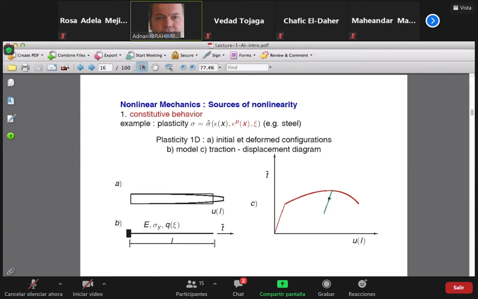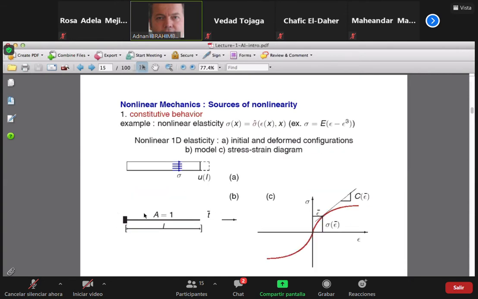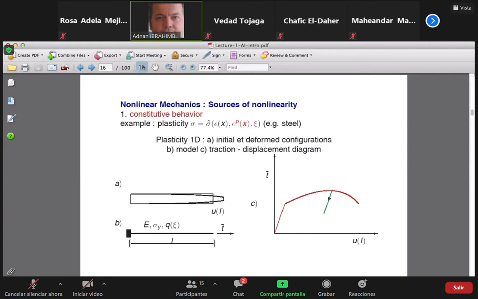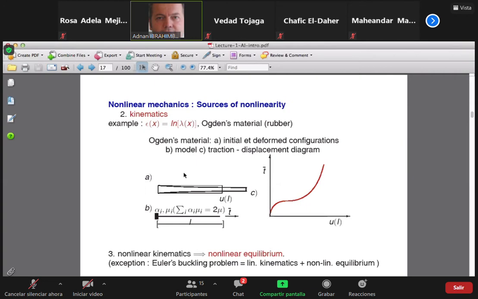So here are the sources of nonlinearity, either nonlinear elasticity or elastoplasticity, where the main source of nonlinearity is the constitutive behavior. You can also have a case where the main source of nonlinearity is the kinematics. In other words, if you take a specimen and stretch it in a very large manner, for example, this would be possible for a rubber type of material. And often for this one, what is recommended is the model of Ogden, where if you stretch it 2 times and this is still not breaking, obviously you have a nonlinear kinematics.